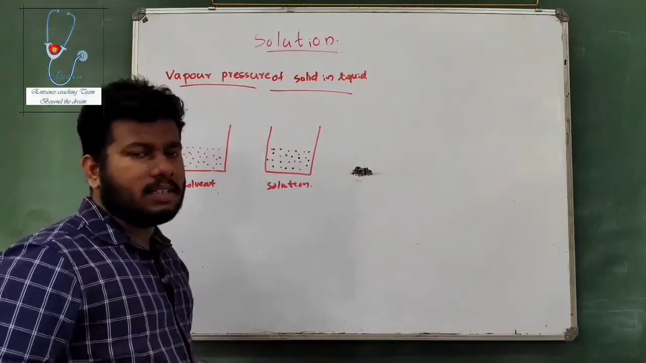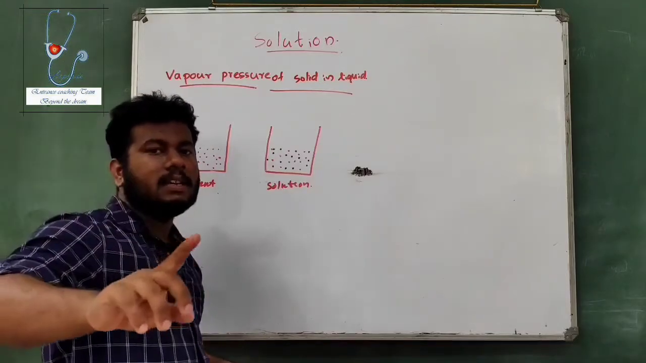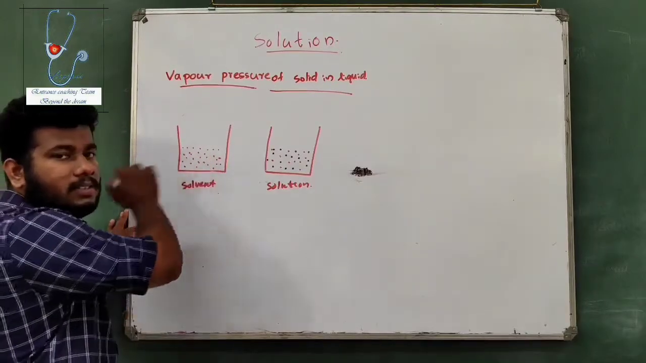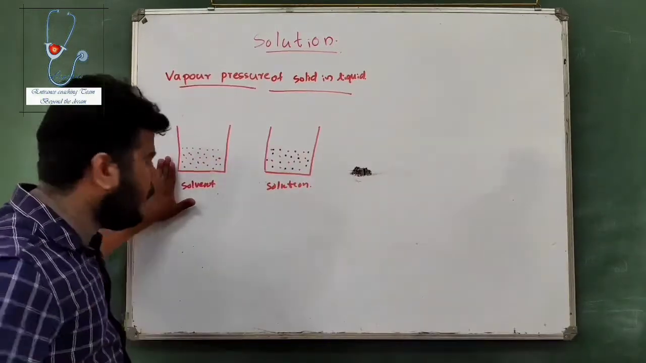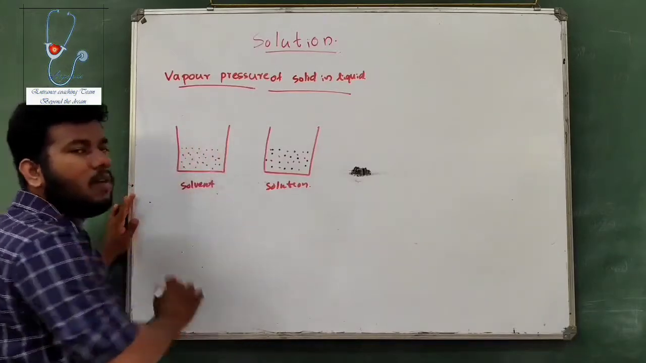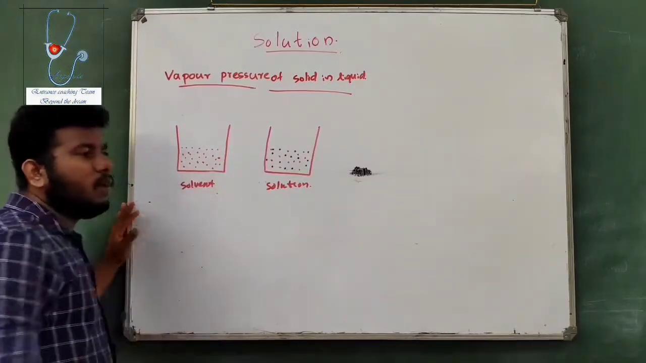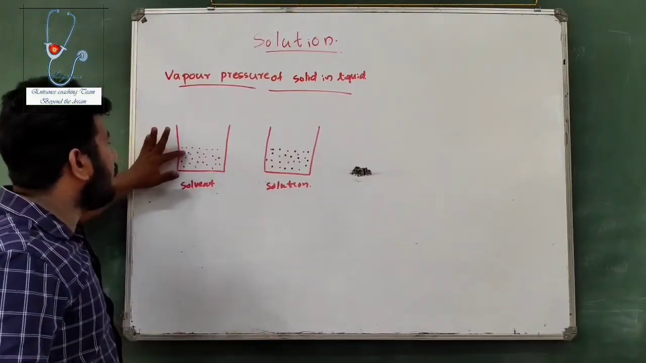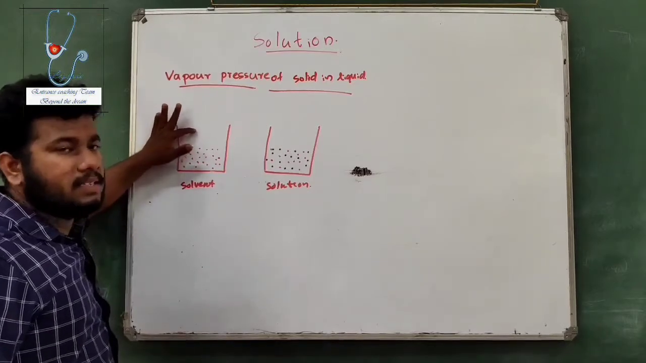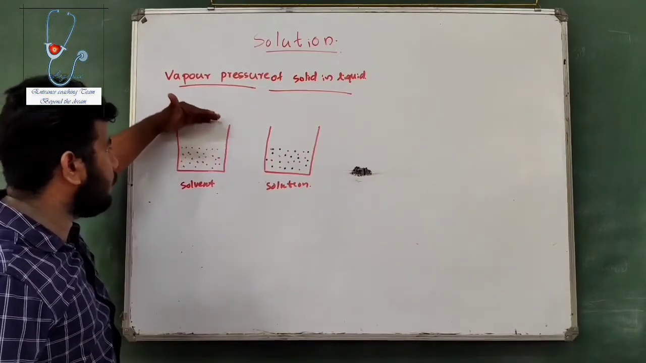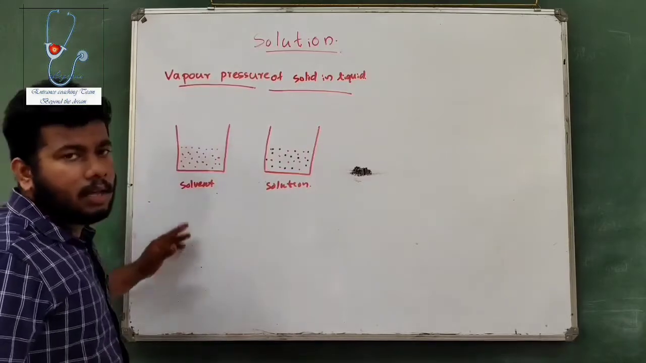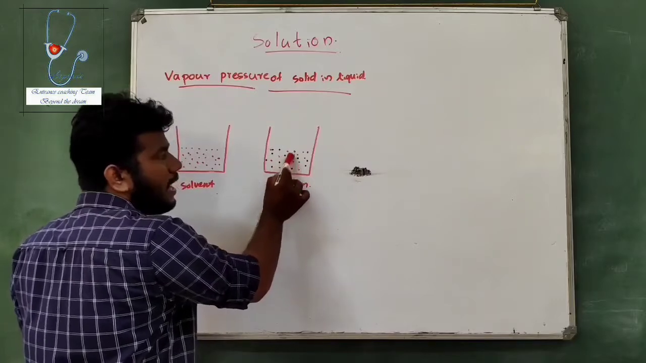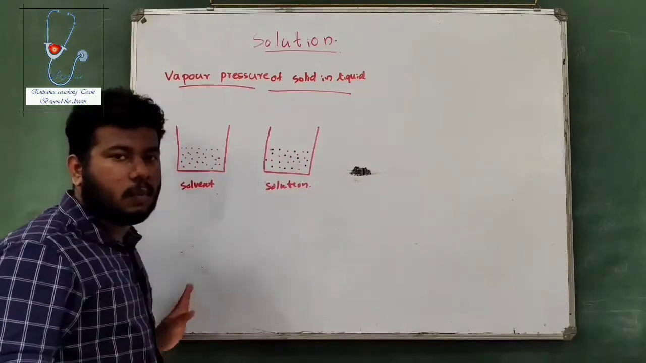Vapor pressure of solid in liquid. What is vapor pressure? Vapor pressure is the pressure exerted by the vapor at the surface of a liquid. In a pure solvent, only solvent molecules are present. These solvent molecules are volatile. Volatile means which can evaporate easily. So solvent molecules get evaporated and a pressure is exerted on the surface. Come to the point, solution. Here solvent molecules as well as solute molecules are present.